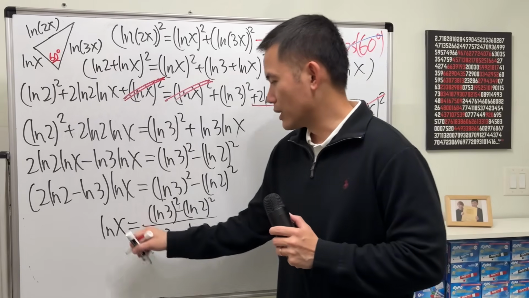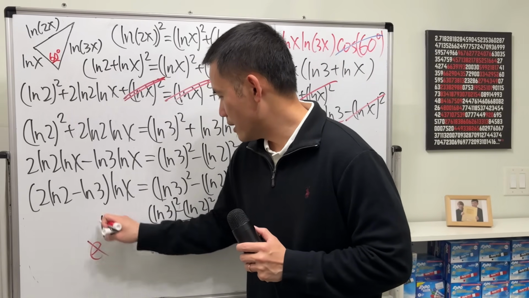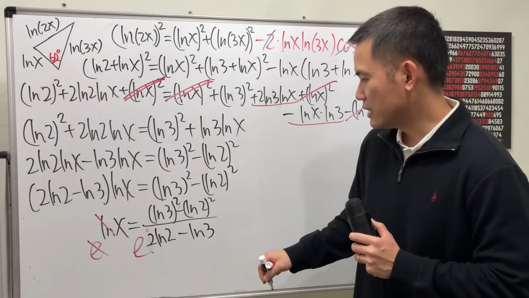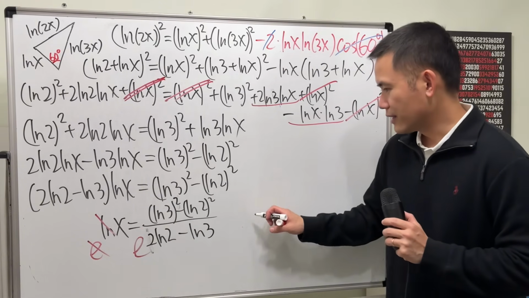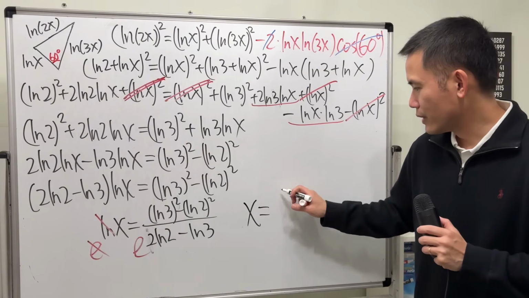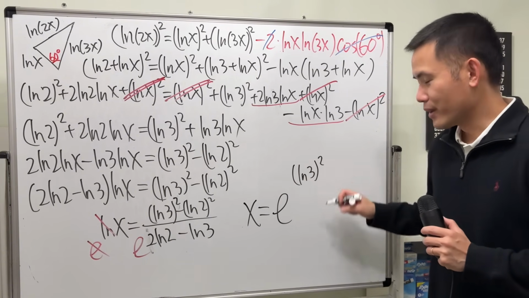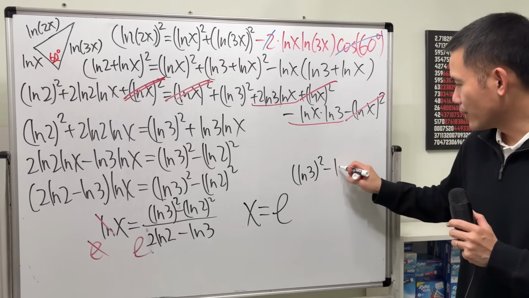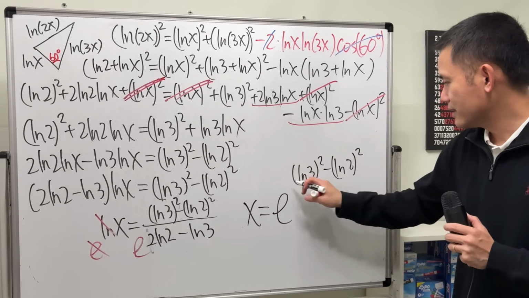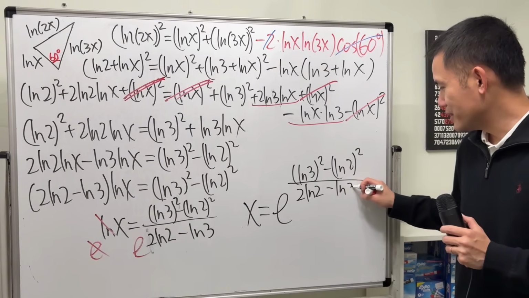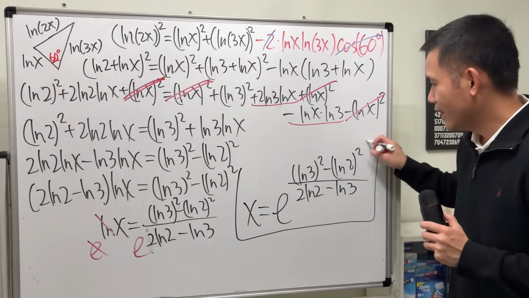And lastly, to get rid of the ln, we take e to the power on both sides. And finally, you can see that, I'll just write this down nice and big. x is equal to e raised to the power of ln3 squared minus ln2 squared, over 2 ln2 minus ln3. And that will be the x value.